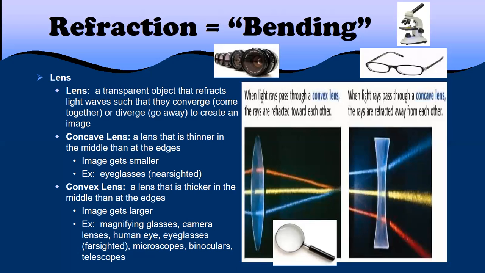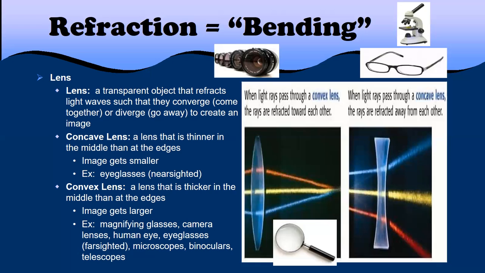So that's a concave. Convex is the opposite. The lens is thicker in the middle than at the edges. The image gets larger. So this is for magnifying glasses or camera lenses. Our human eye has a convex lens. Eyeglasses for people who need to see up close, microscopes, binoculars, telescopes. Convex lenses are all around our world all the time. Anything we want to make something bigger. Magnifying glasses are probably the ones that we've used most, or cameras.